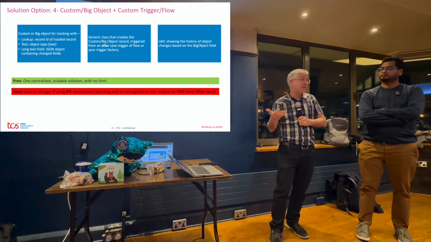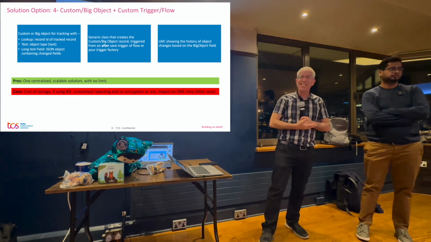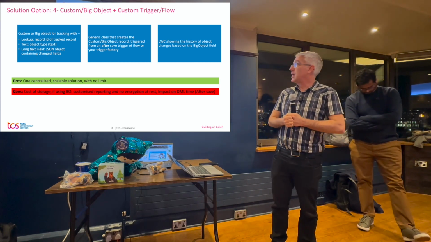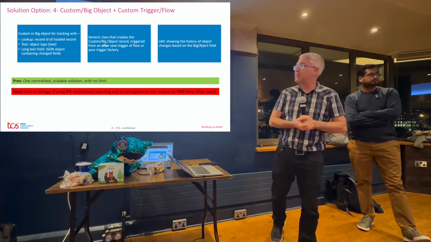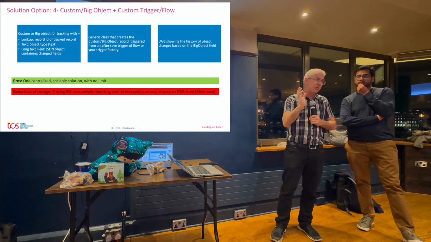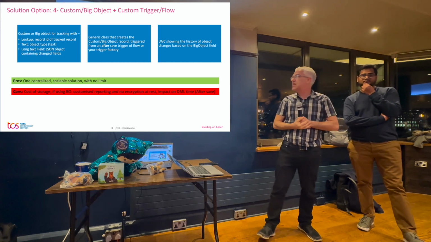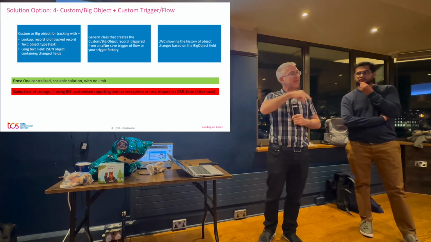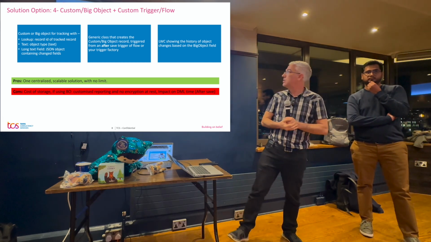Again, there's no limits to it because you store it in your custom or big object. But there's the cost of storage. Even a big object would have a cost of storage. If you're using a big object, we talked about encryption earlier, a big object doesn't have encryption at rest. And there is an impact on DML, because every time you do a DML, you're writing a record to your custom or big object.